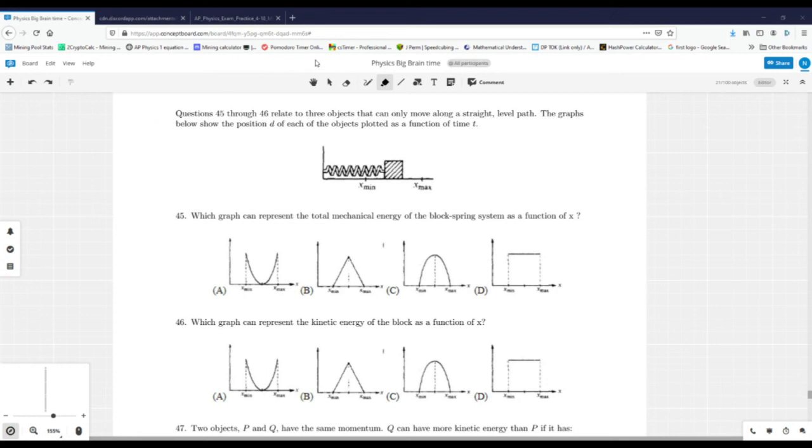To be fair, I'm actually very happy that everyone who took this test got 46 right. That's pretty good. Actually, got both 45 and 46 right. So that was kinetic energy.